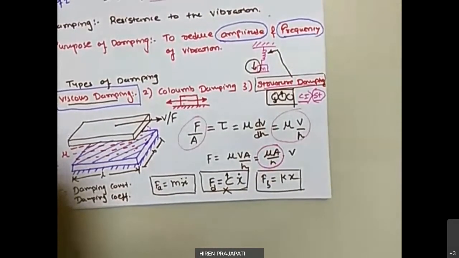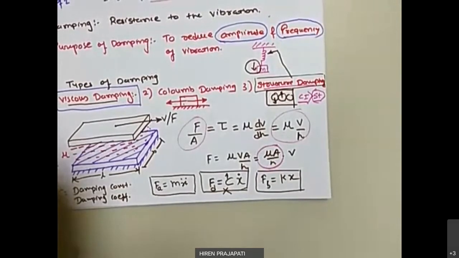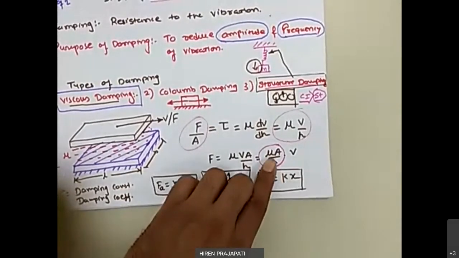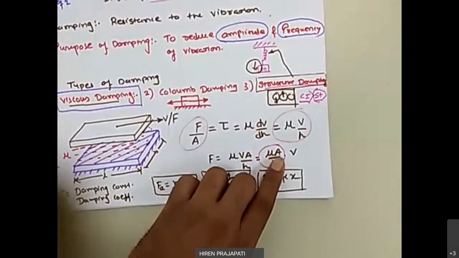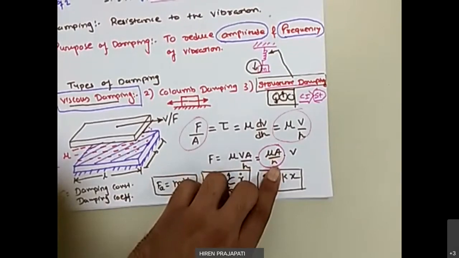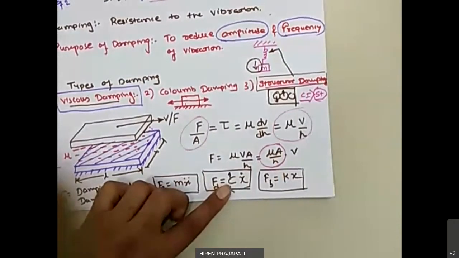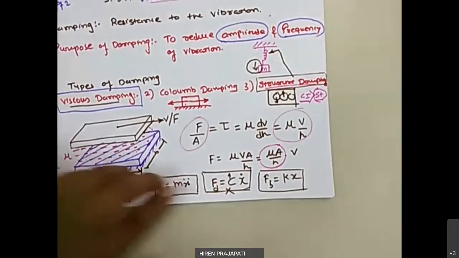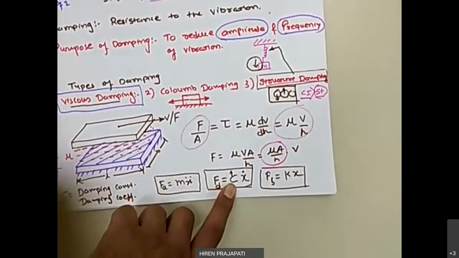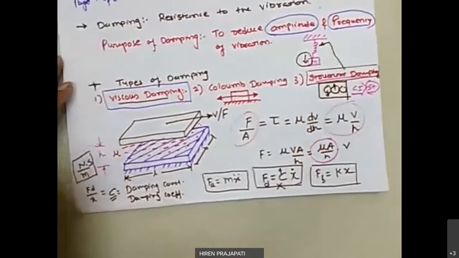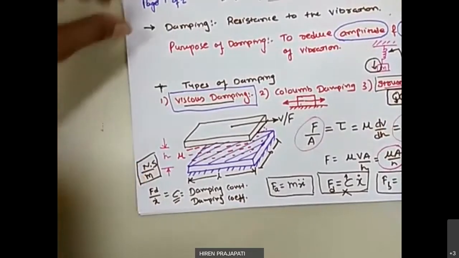Now suppose I want to increase damping in any system, what do I need to do? Either I need to increase mu, meaning I need to change the fluid, or I need to increase the cross-section area A, or I need to reduce H. By playing with these parameters, we can change the damping constant of the viscous damping system, right? This is also called the damping coefficient, so damping constant and damping coefficient are the same. Then we derived the unit of the damping constant, which is Newton seconds per meter.